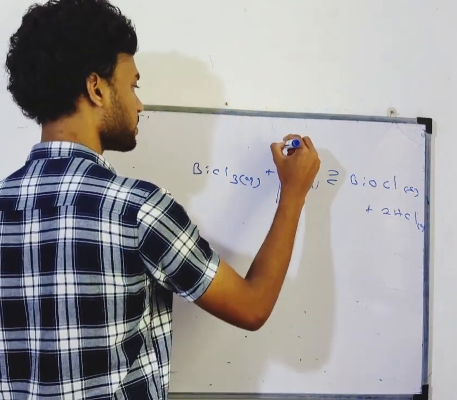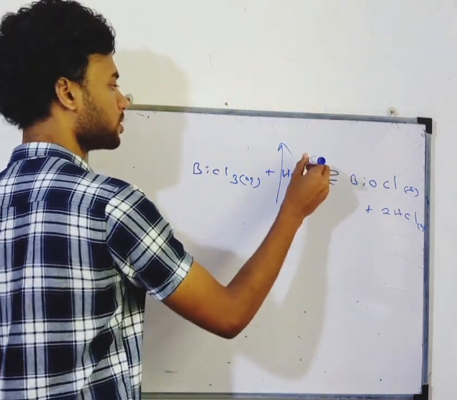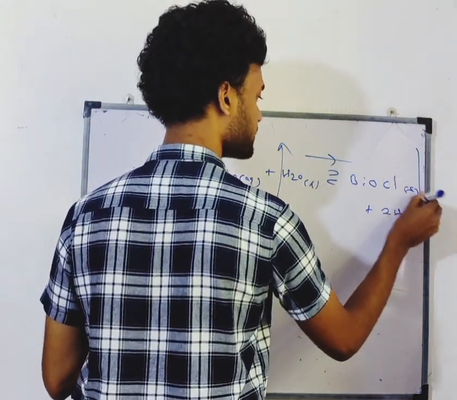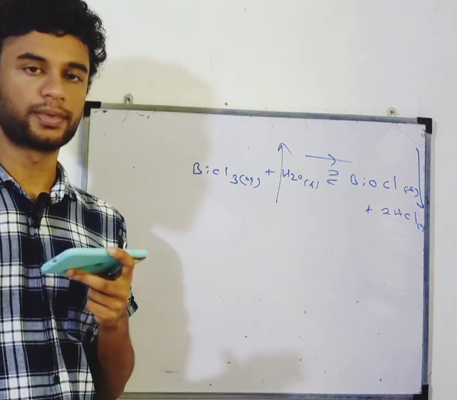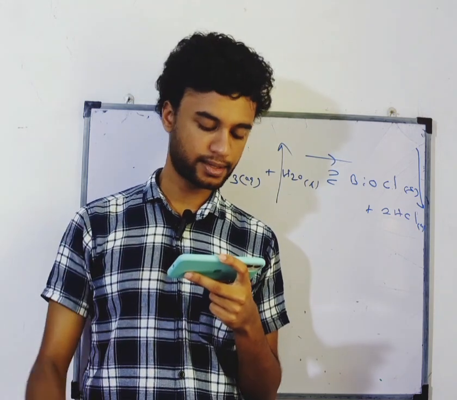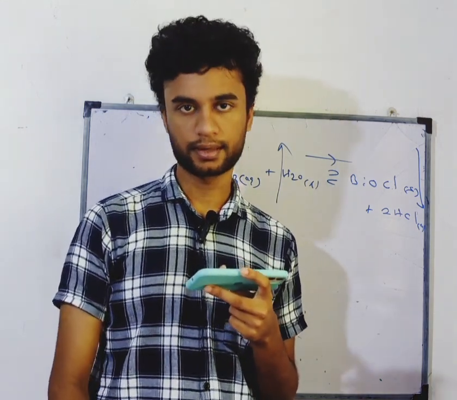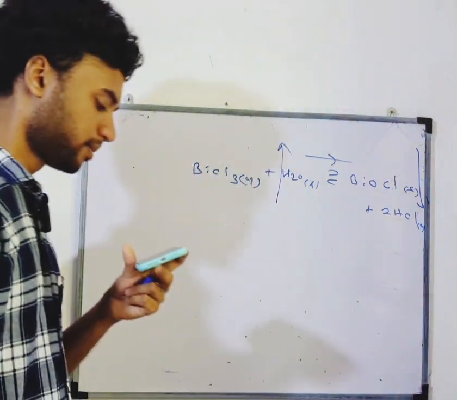Now when I'm diluting this, what's happening to this equilibrium? When I'm increasing the amount of water, the equilibrium shifts to the right, and then the precipitate BiOCl is formed, right? So that statement is correct. Dilution of BiCl3 aqueous solution with water gives a white precipitate, right? Okay.